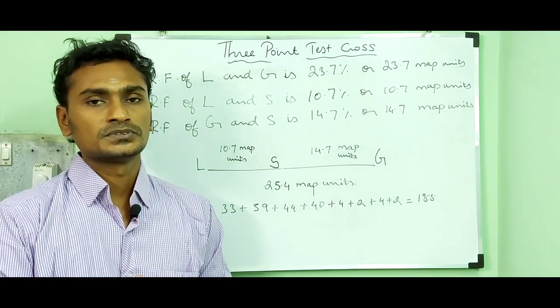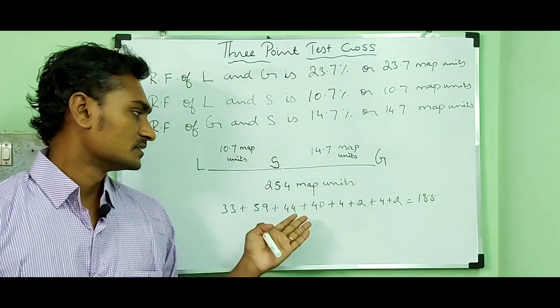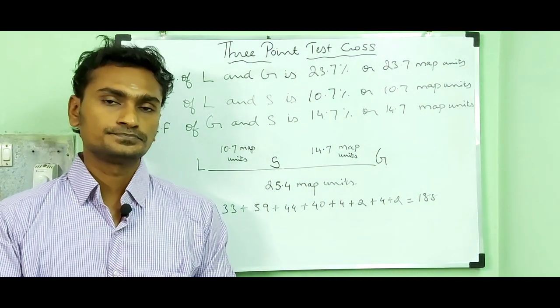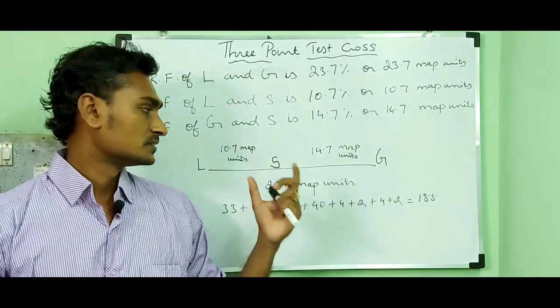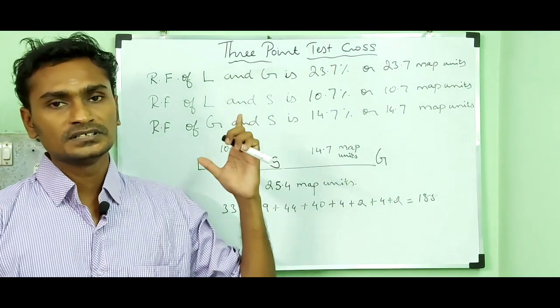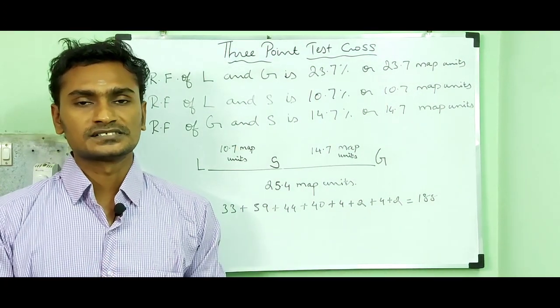So this is how we have to construct the genetic map of a 3-point test cross.